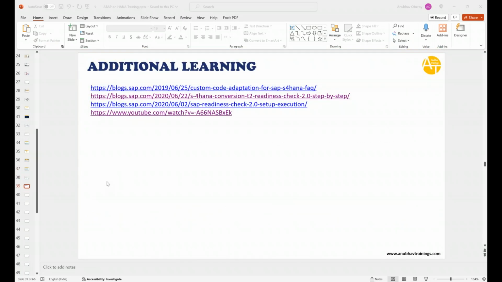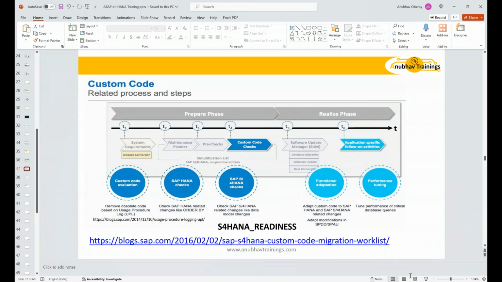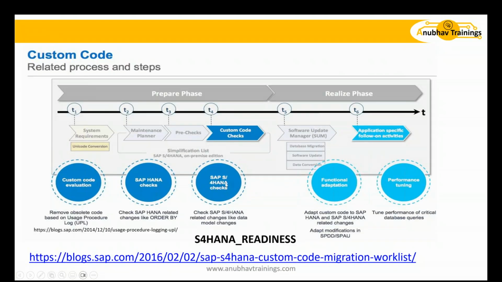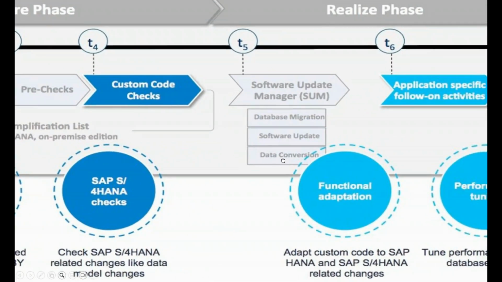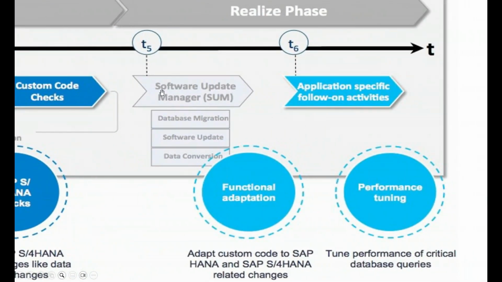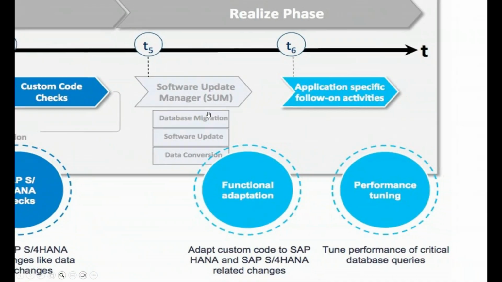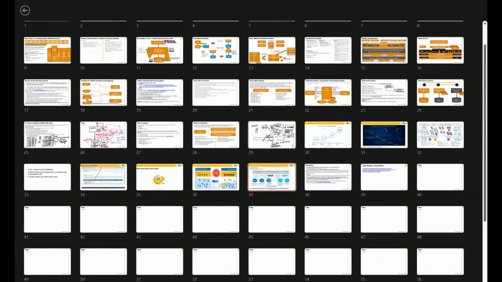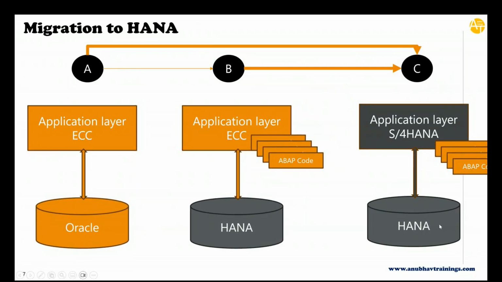Okay. So having said that, now the most important part: you are on S4, your quality system is open, your production system is open, your custom code is adapted, and you are happy. Yes, you are happy. So now comes the next part. Once you are on S4, technically speaking, now you are on HANA.